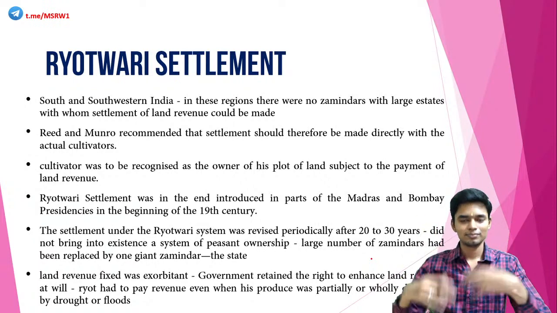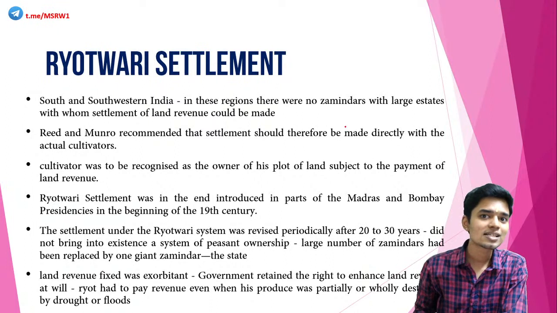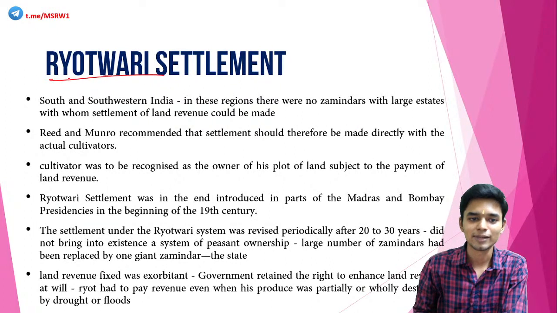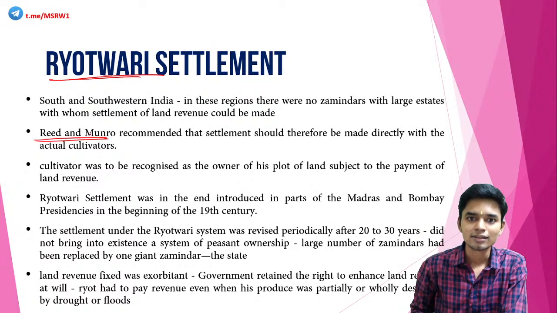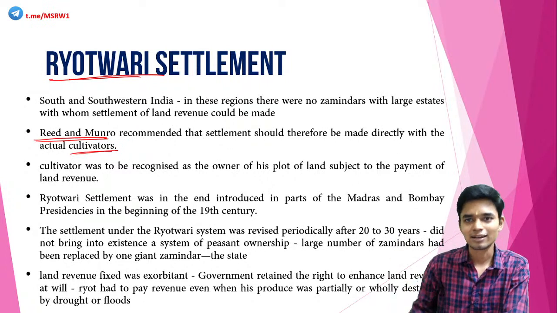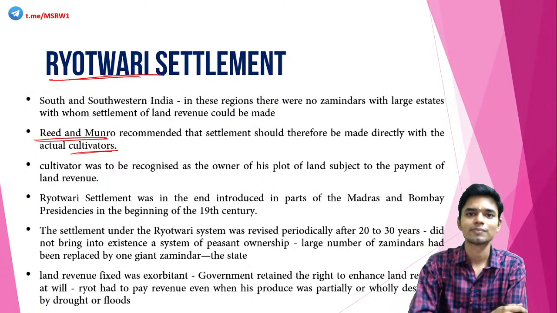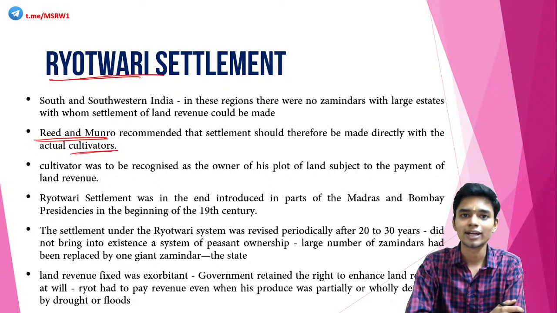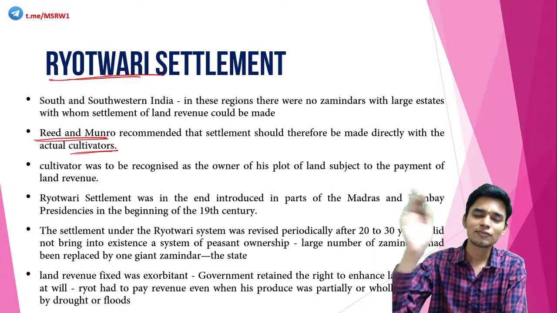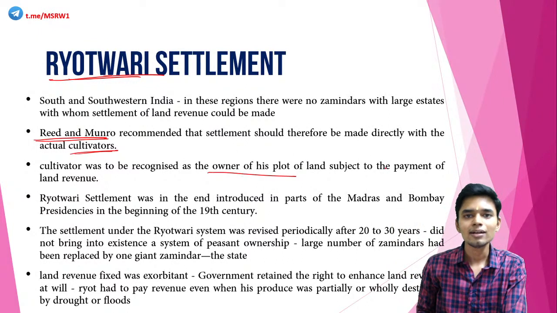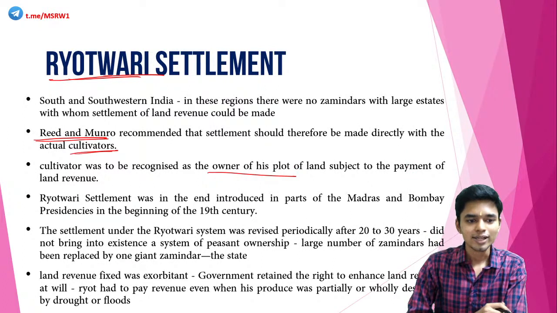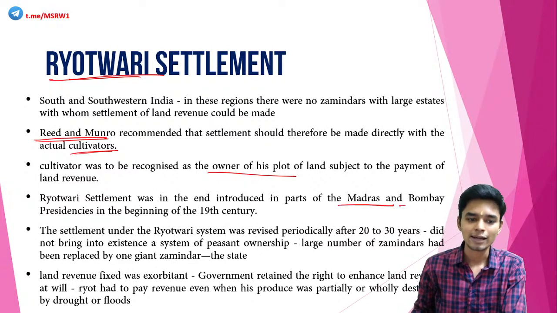So instead of implementing the permanent settlement system in South India, the Britishers came up with another system called the ryotwari settlement. This was actually the brainchild of Reed and Munro. They recommended that settlement should directly be made with the actual cultivators, no middleman, no zamindar. Directly with the peasant, directly with the cultivator, they will make the arrangement. This is the underlying principle of the ryotwari settlement. The cultivator himself was recognized as the owner of his plot of land, and he was supposed to pay land revenue. This settlement system was in the end introduced in parts of Madras and Bombay presidencies in the beginning of the 19th century.